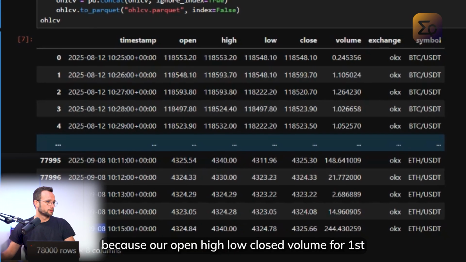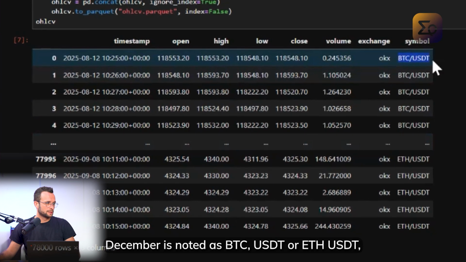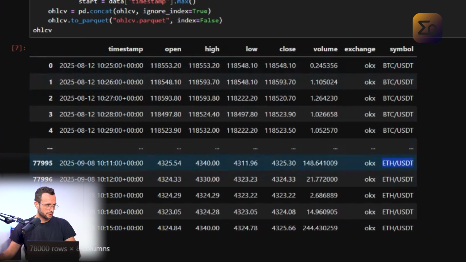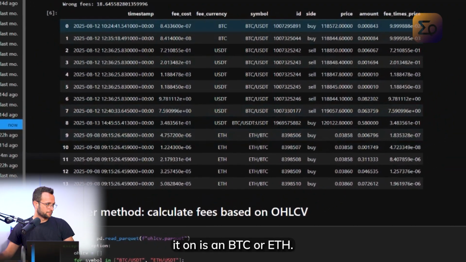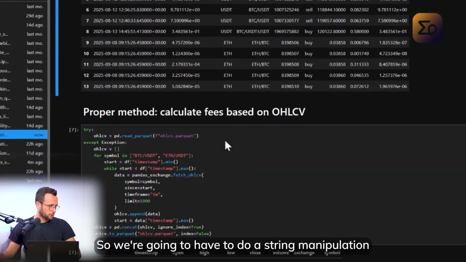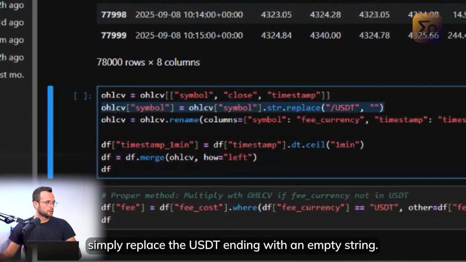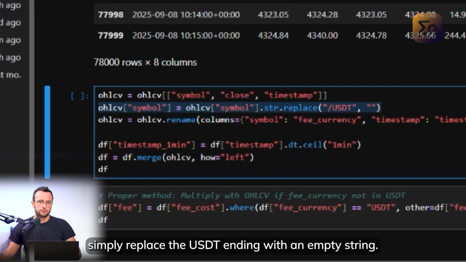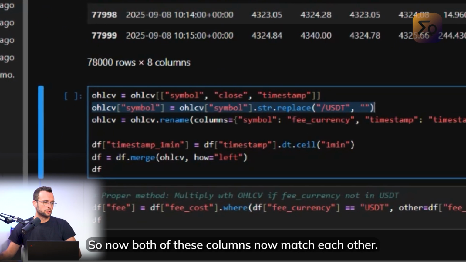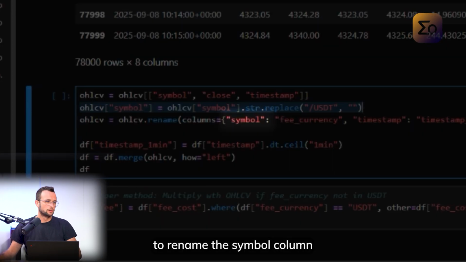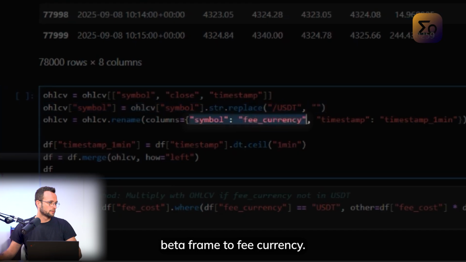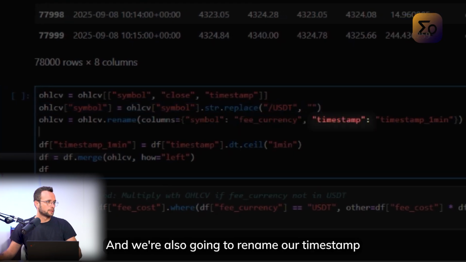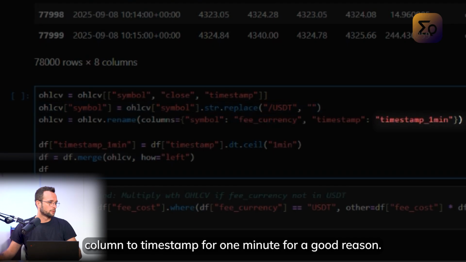Because in our open, high, low, close volume, for one, the symbol is noted as BTC USDT or ETH USDT, whereas for our trades, the fee currency that we're going to have to merge it on is in BTC or ETH. So we're going to have to do a string manipulation where we're going to simply replace the USDT ending with an empty string so that both of these columns now match each other. We're also going to rename the symbol column inside of our open, high, low, close data frame to fee currency, and we're also going to rename our timestamp column to timestamp 1 minute for a good reason.